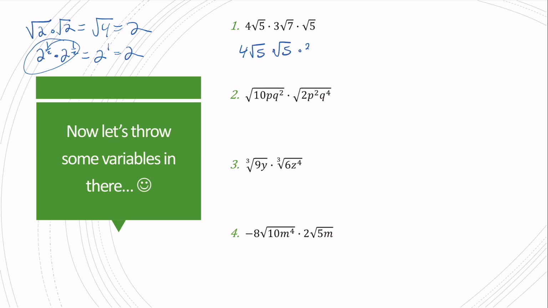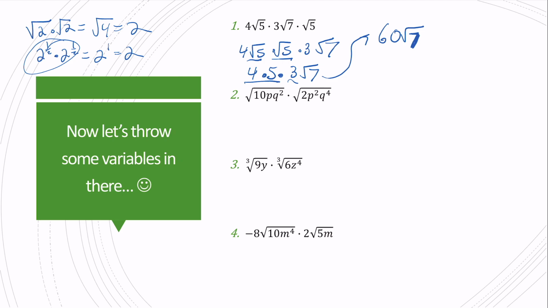So if I've got 4 square root of 5 times the square root of 5 times 3 square root of 7, I can rearrange this by our associative property. This times this is going to give me the square root of 25, which is just 5. So I have 4 times 5 times 3 times the square root of 7. 4 times 5 is 20 times 3 is 60. 60 root 7 would be my final answer.